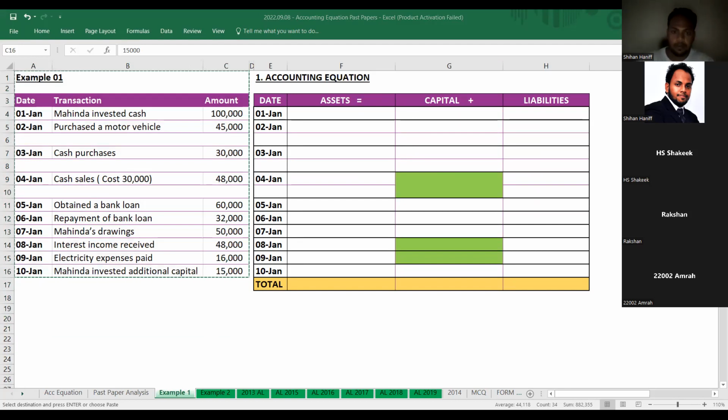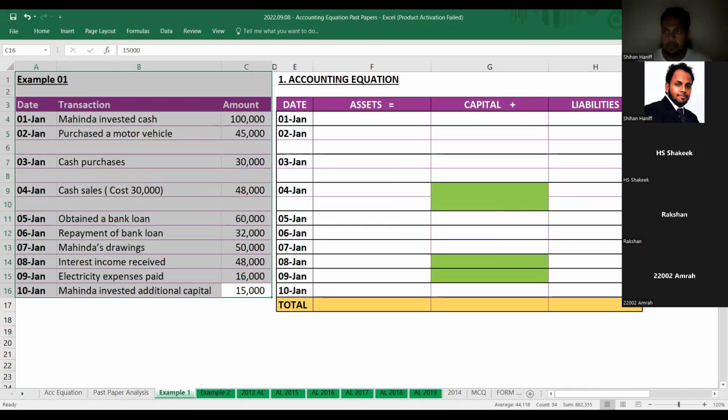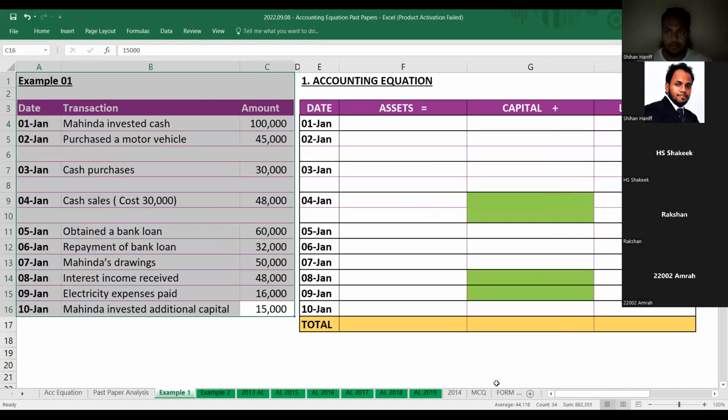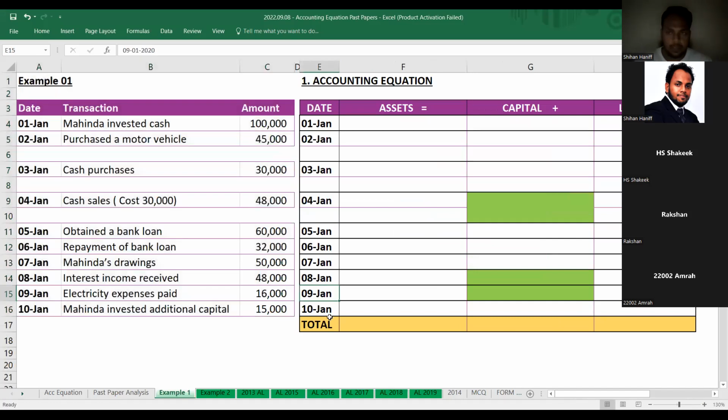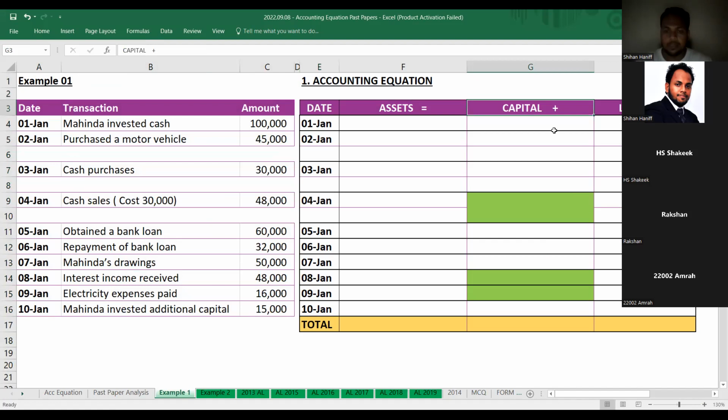Example 1. Let's do this. No need to write the question, just the answer. The equation which I am going to use is assets equals capital plus liabilities. Let's start.